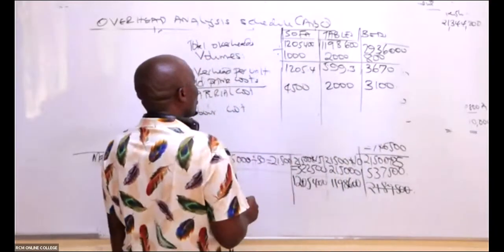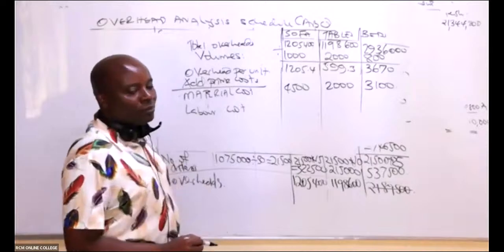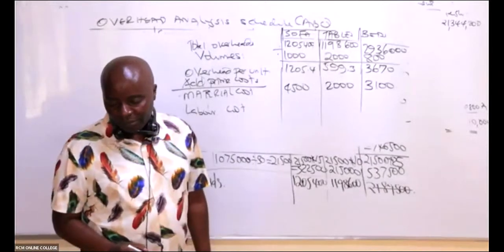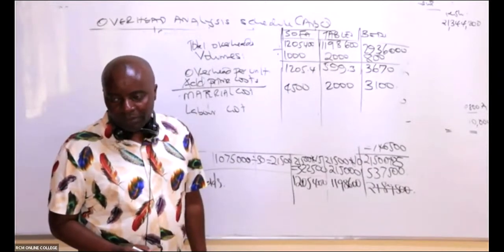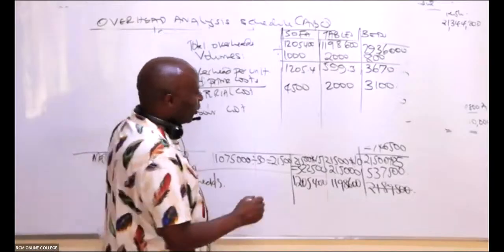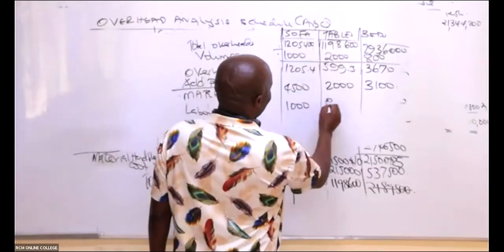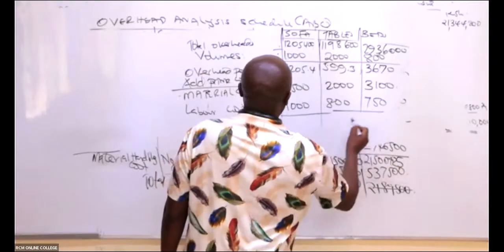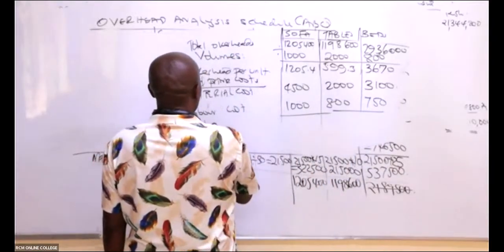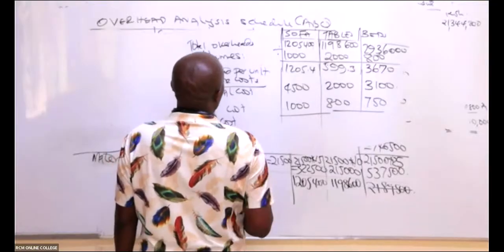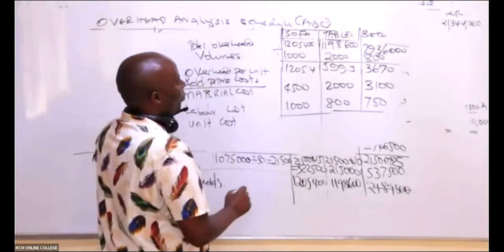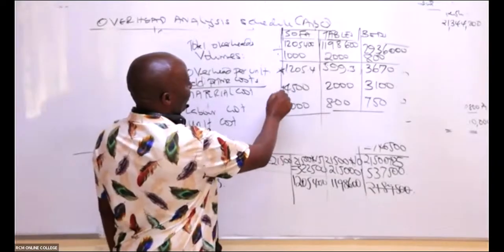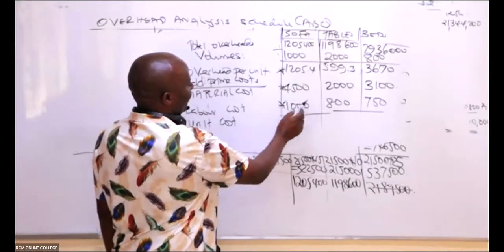And then we go to labor costs. 1,800. 750. That is it. So then we have the unit cost. So now you are adding the overhead per unit plus these prime costs. Then we are at home.